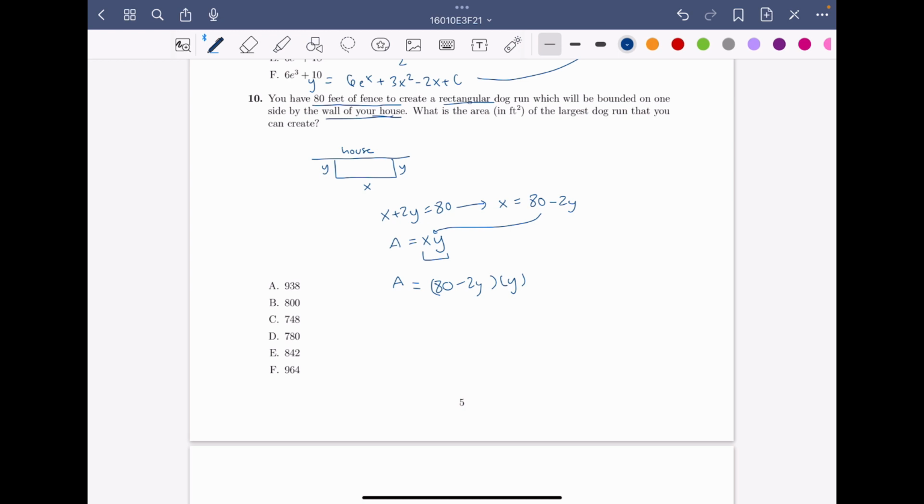So remember how our critical numbers, wherever they are equal to 0, is where our max or min is? So we can go ahead and find the derivative to find where that max or min is, because wherever that derivative is equal to 0 is where our critical number exists. So let's go ahead and try to find the derivative of this. We have A prime equals, actually, I'm going to distribute because it'll make it a little bit easier. So 80y minus 2y squared.